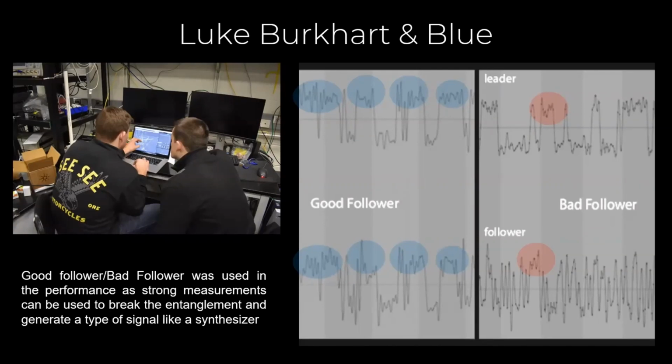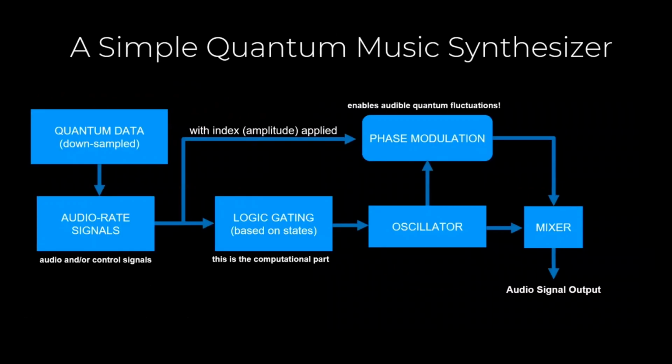So yeah, those were our first two primary synthesizers we made for this project. Let me give you a quick tutorial breakdown of the thinking behind constructing these two and the third version. The quantum data is downsampled and converted into an audio rate signal. Audio rate signals are useful because you can apply phase modulation through one of the signal paths so that you can actually hear the quantum fluctuations.